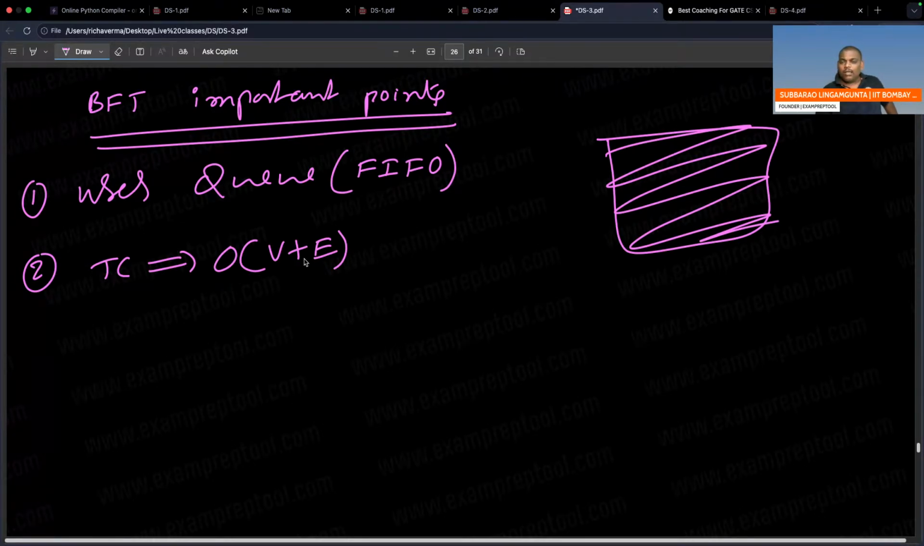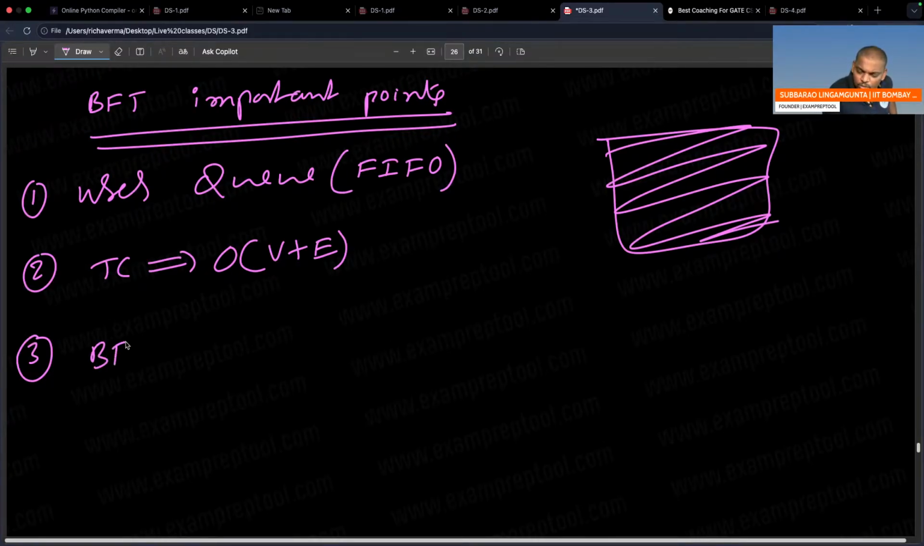Time complexity, order of V plus E. Right? Now go to the 3. So why order of V plus E? V vertices are there, E edges are there. To cover the total graph, time complexity V plus E. Right? Time complexity V plus E. This point also okay, fine.